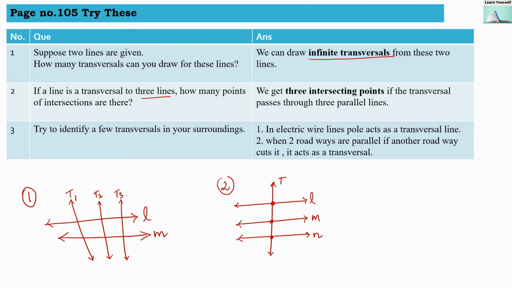Third question. Try to identify a few transversals in your surroundings. So first, electric wire lines, poles act as a transversal line. Second, when two roadways are parallel, if another roadway cuts them, it acts as a transversal. So these are some of the examples of transversals.